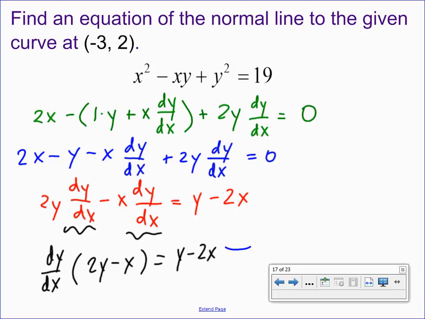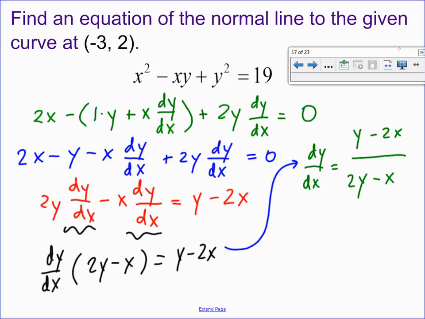So I'll come over here. My dy dx is given by y minus 2x all over 2y minus x. Raise your hand if you generated dy dx solved for as a function of x and y. Yes, dy dx solved for. That's great. All we need to do is evaluate this expression, which gives me the instantaneous rate of change in y with respect to x anywhere along the curve, at the point -3, 2.